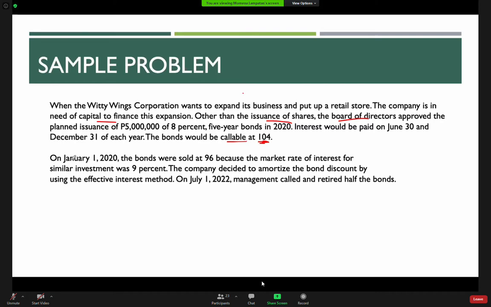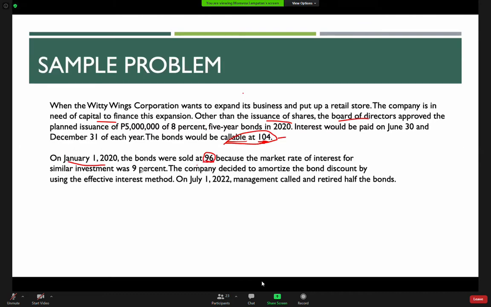On January 1, the bond were sold at 96. Okay, malilito, itong 104, this will be the callable price or yung price na babayaran ng company kapag kinol niya yung bonds. Noong January 1, ang quoted price is 96. So the bonds were sold at 96. So ito yung gagamitin nyo for initial recognition, to identify the carrying value of the bond at initial recognition.